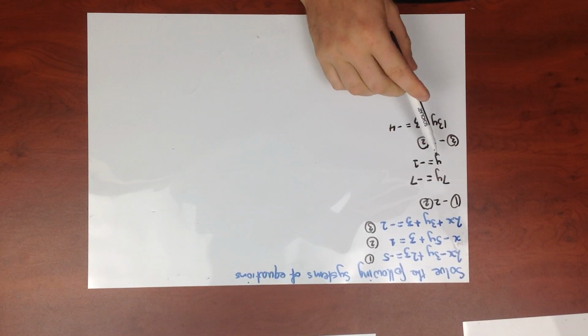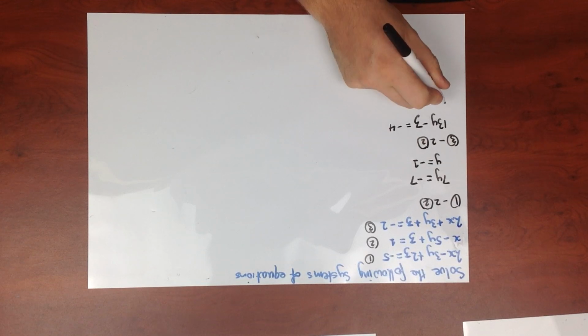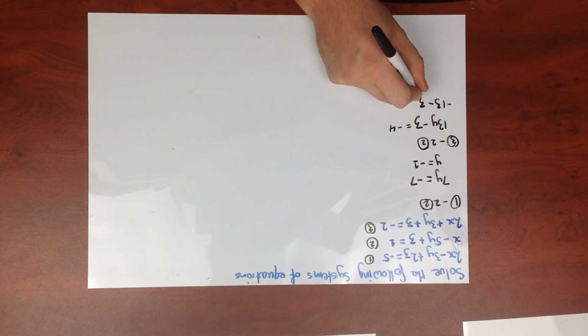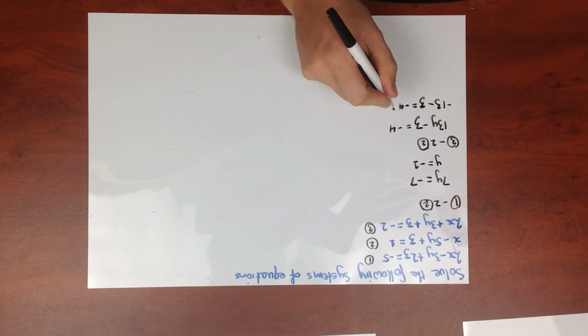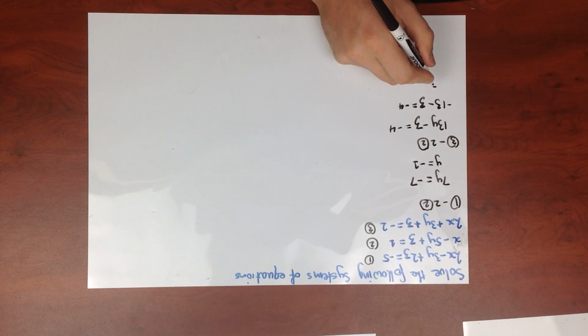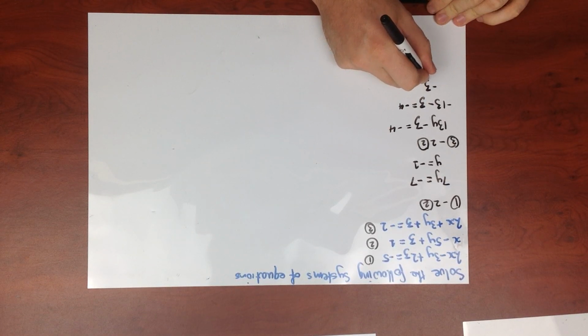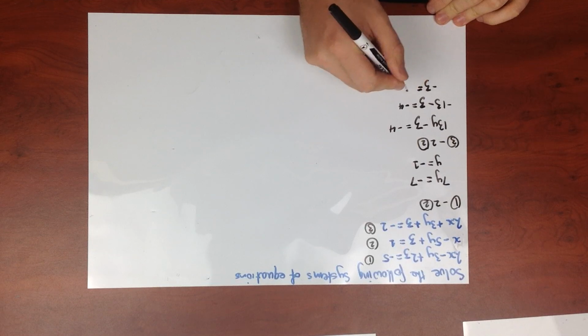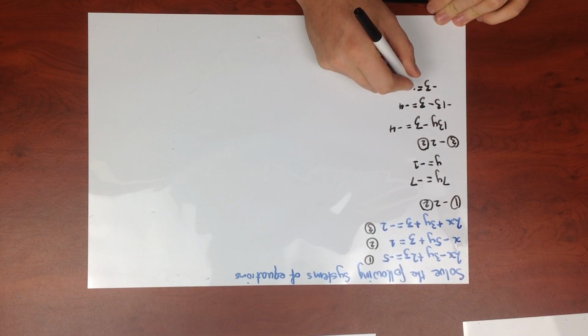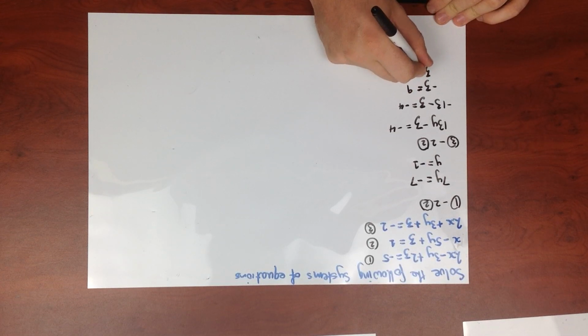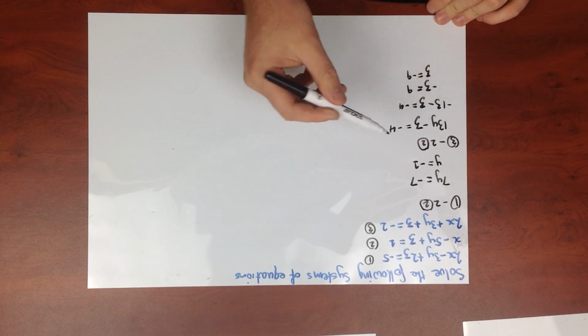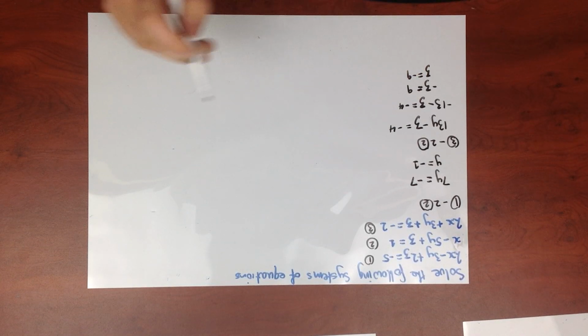Now this is quite nice because we actually know that y equals negative 1, so you can put that in. And so we've got negative 13 minus z equals negative 4. Okay, so we can say that negative z is going to equal 9 here. And so z equals negative 9. Okay, so we're getting there with this.